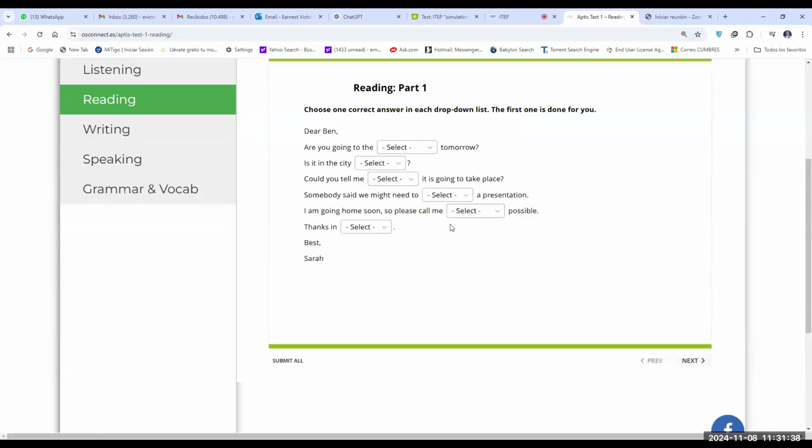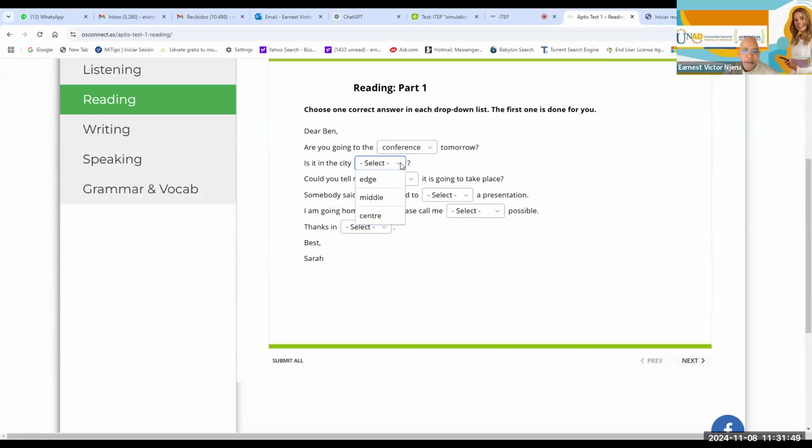You give a click. You see, it's like a letter. It's supposed to be a bed, comma. Are you going to there? And then you select. It's very easy. Is it in the city center, for example? It's the city center.